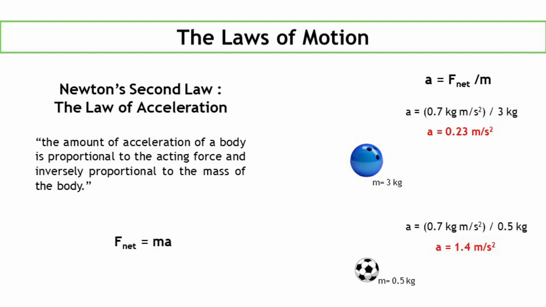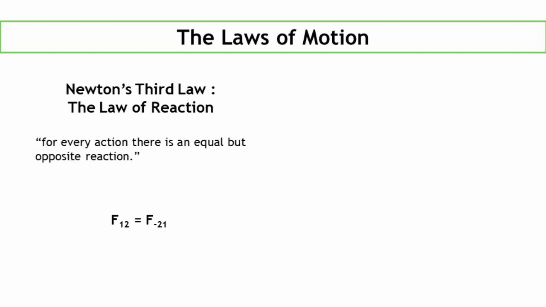That is our Newton's second law. Last but definitely not the least is our Newton's third law, which is the law of reaction. This law states that for every action, there is an equal but opposite reaction. So, para ma-observe ang law na ito, we need at least two objects. Kaya yung mathematical expression ng law na ito is yung nasa baba.